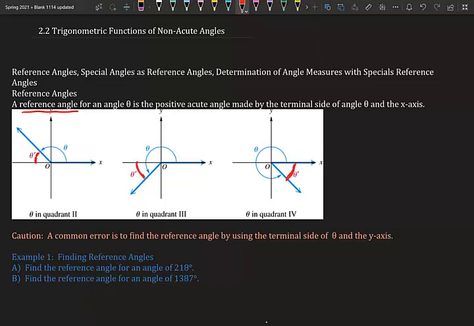So a reference angle, theta, first must be in between 0 degrees and 360 degrees. So it has to be a coterminal angle if not. If it's above 360, we have to find the coterminal angle. One of the biggest errors is that we find reference angles referring to the y-axis, but remember, it's only the x-axis. We could care less about y.